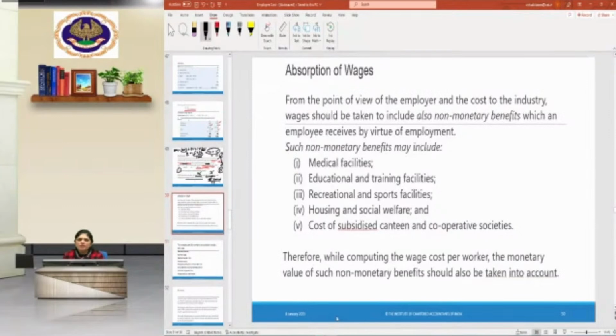These are non-monetary: medical, education, recreational, hostel, gym, transport facility, club facility, subsidized canteen, or whatever lunch or breakfast you get. And some organizations give coupons for lunch or breakfast or coffee or tea or snacks. So these are basically the non-monetary benefits which the worker gets for free, but it carries a cost for the organization.